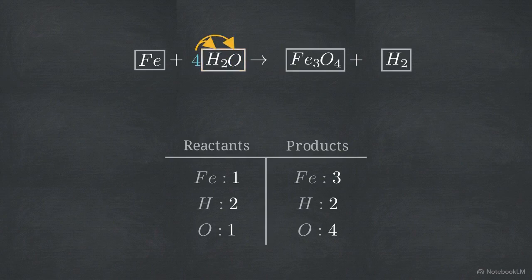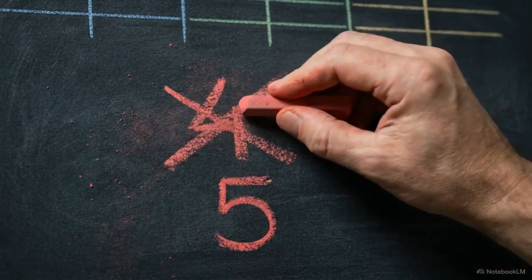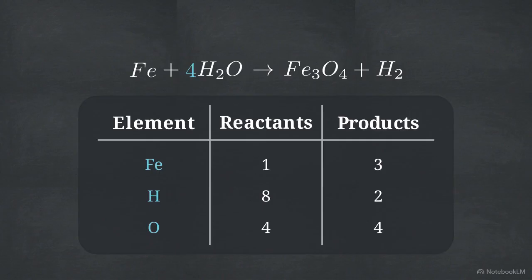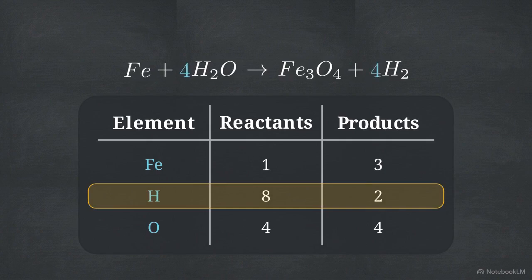By adding that coefficient, we multiply everything inside the box. Our reactant oxygen increases to 4, matching the products, but the coefficient also multiplies the hydrogen. 4 molecules times 2 atoms means we now have 8 hydrogen atoms on the left. Fixing the oxygen created a new imbalance with the hydrogen. This cascading effect is why keeping a strict tally is required. Looking at the updated chart, we have 8 hydrogen atoms entering the reaction, but only 2 exiting as products. We resolve this by placing a coefficient of 4 in front of the hydrogen gas product. 4 times 2 equals 8, bringing hydrogen back into alignment.